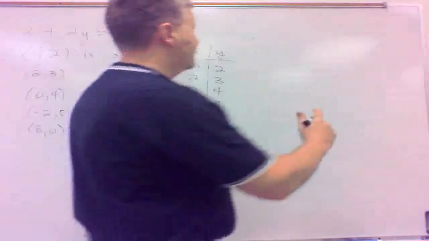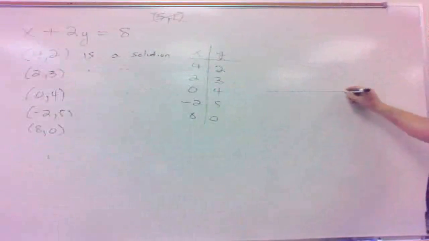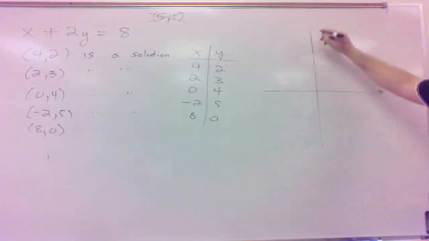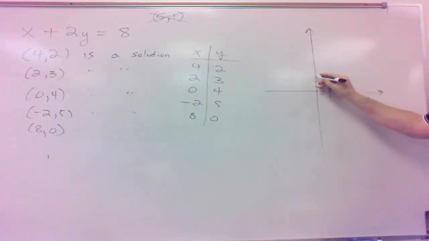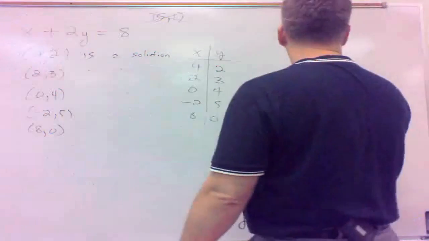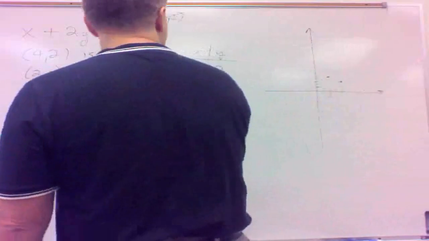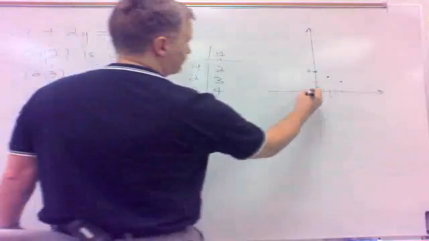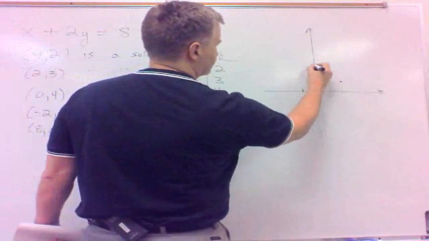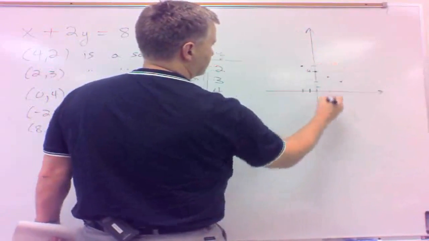All right, but let's look at how these solutions are all working over here on our Cartesian coordinate system. If I plot each of those points, let's see what happens. 4, 2, let's plot it. 2, 3, x is 2, y is 3. 0, 4, 0, 4. Negative 2, 5. And 8, 0.